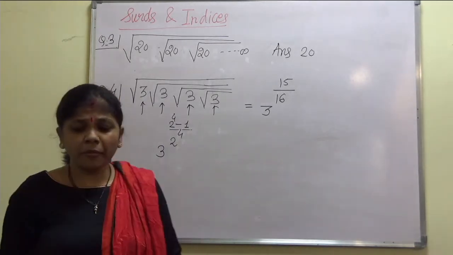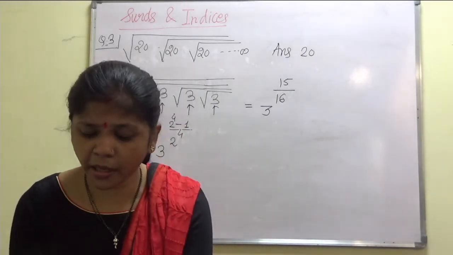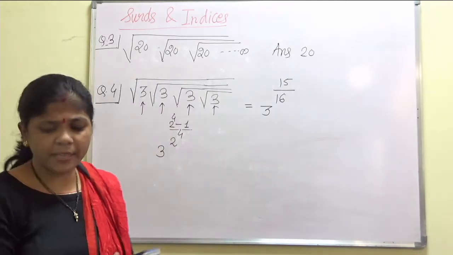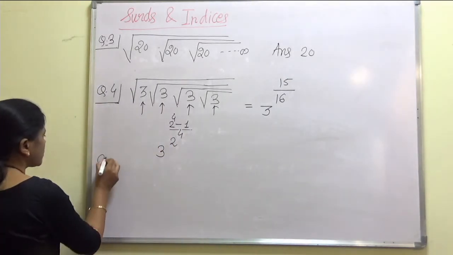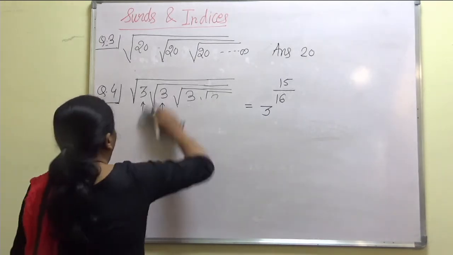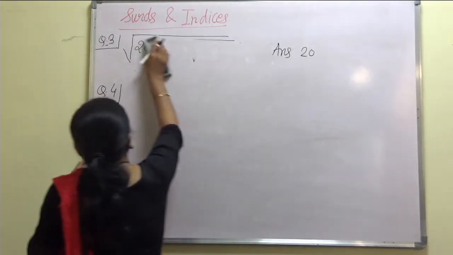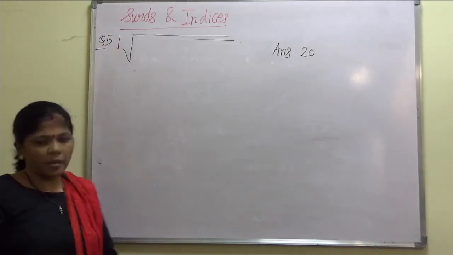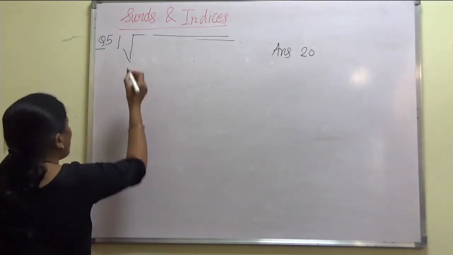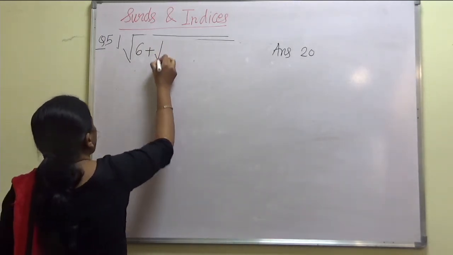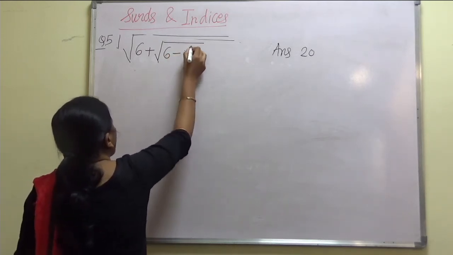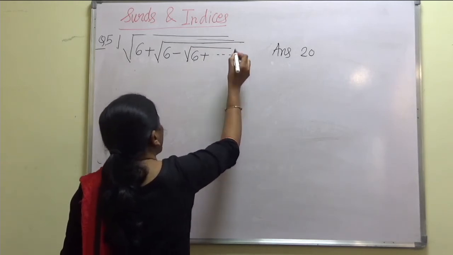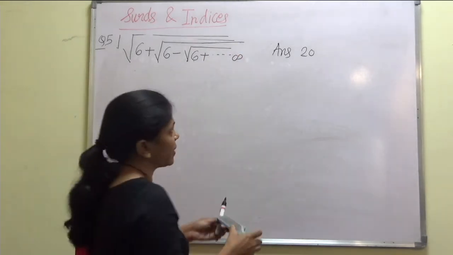Now, then you may find another possibility. What will be the other possibility? That you will have a plus minus sign, right? Say for example, if I have a number of the form under root of 6 plus under root of 6, then minus under root of 6, then plus up to infinity, right? So such a type of case is there.